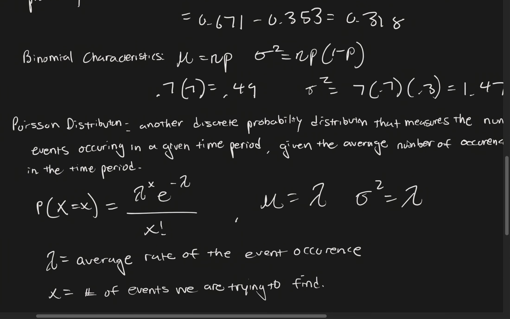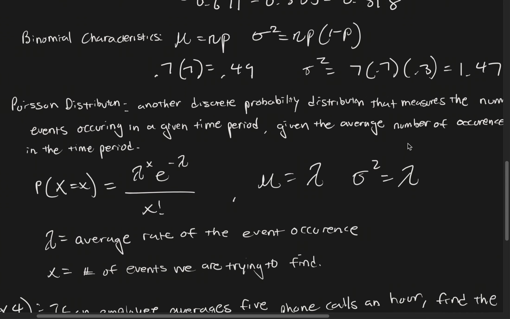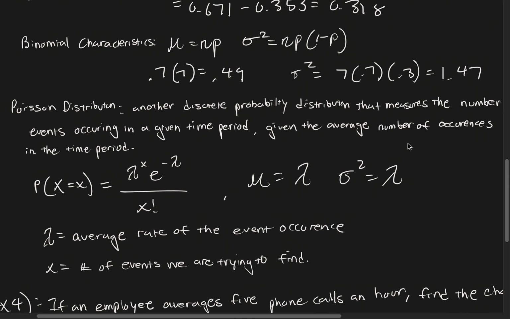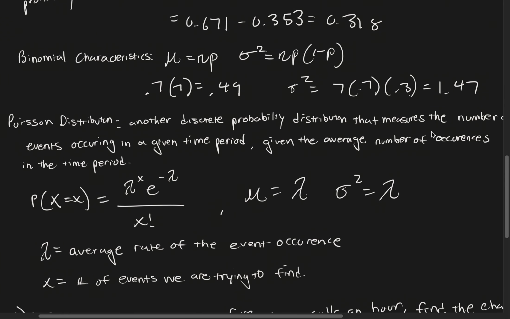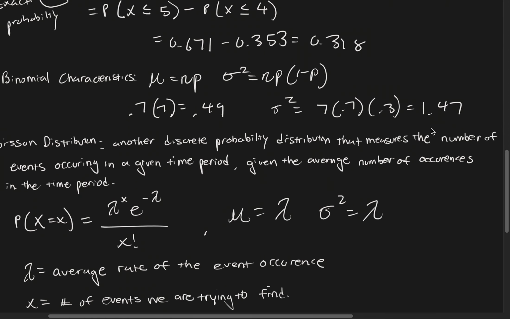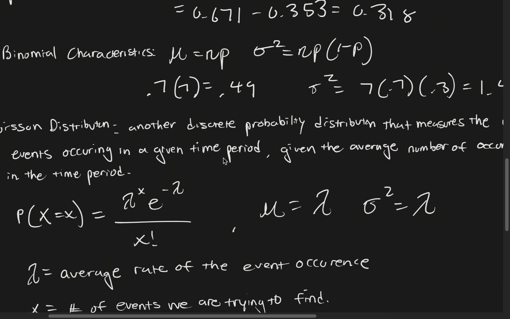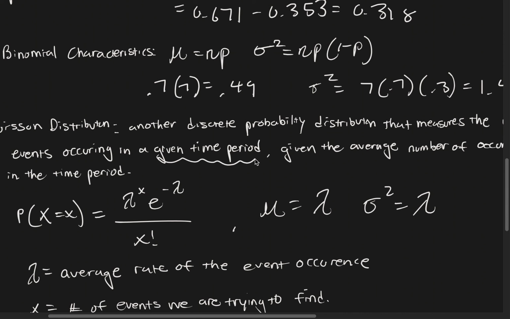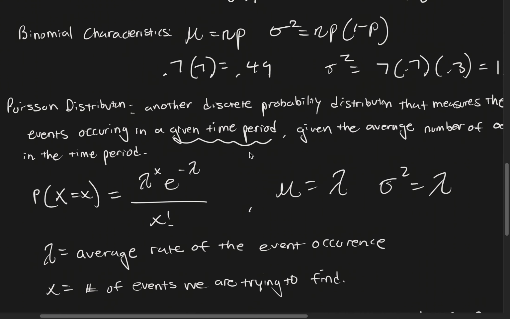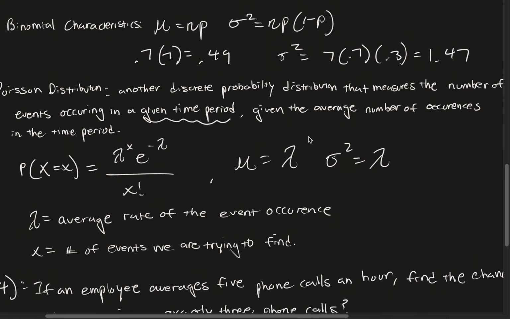Okay, so now for the Poisson distribution, the definition is given by a discrete probability distribution, like the binomial distribution, and it measures the number of events occurring in a given time. So the key phrase is a given time period, because that's why we use the Poisson distribution. It's measuring the frequency within the given time and given the average number of occurrences in the time period.